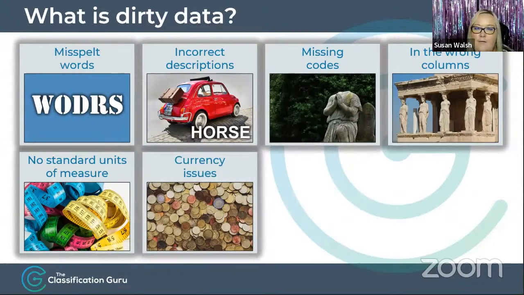If you're working with a lot of financial information, if you don't know you're working in different currencies, it can skew the numbers massively.